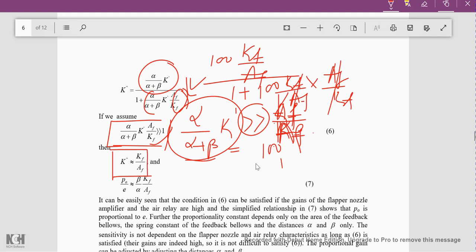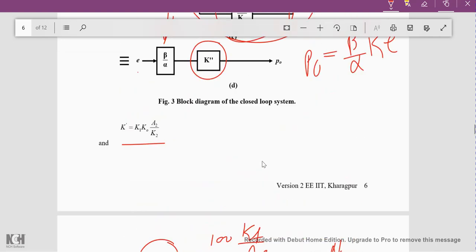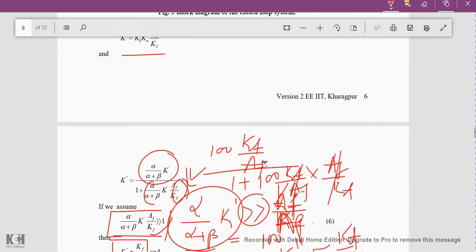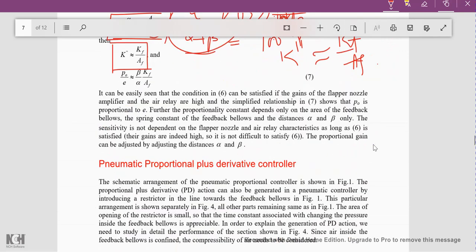Therefore k double dash is approximately equal to, since 100 divided by 101 will make it like 0.9999, you can take it approximately 1 times kf divided by af. So the entire k double dash will be replaced by kf by af, which are the actual constants of the systems we are using. Therefore, if I take the expression of that output, p naught is approximately equal to beta divided by alpha times k double dash.